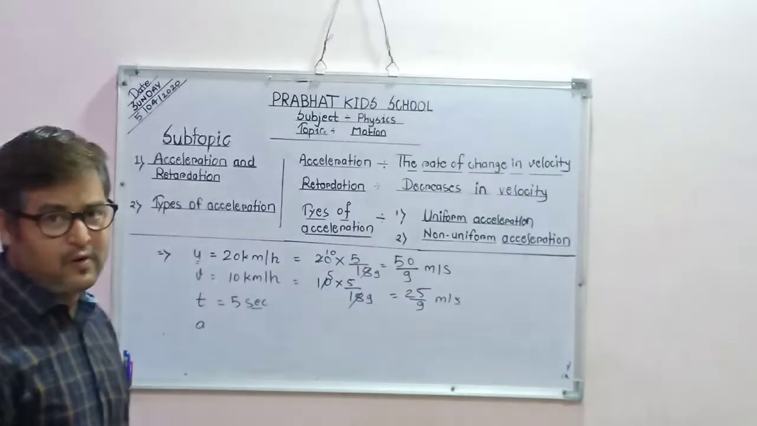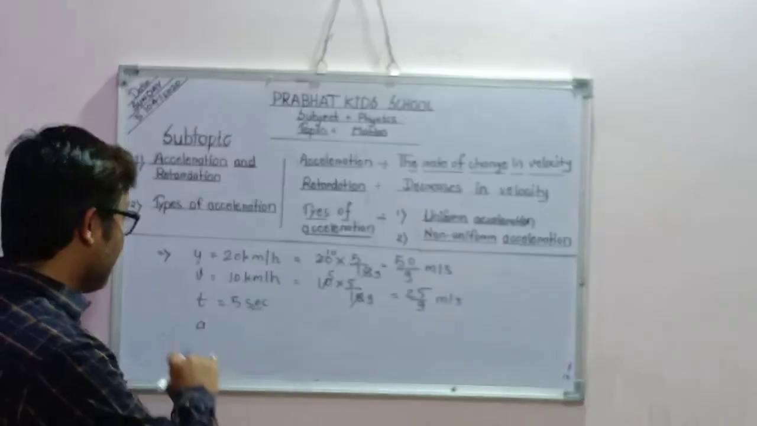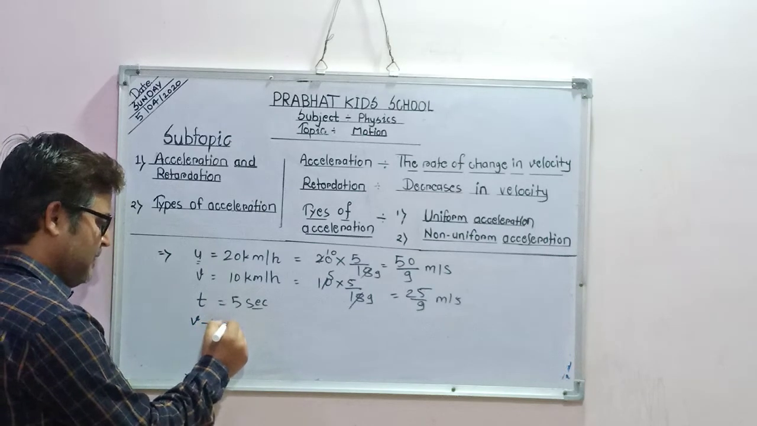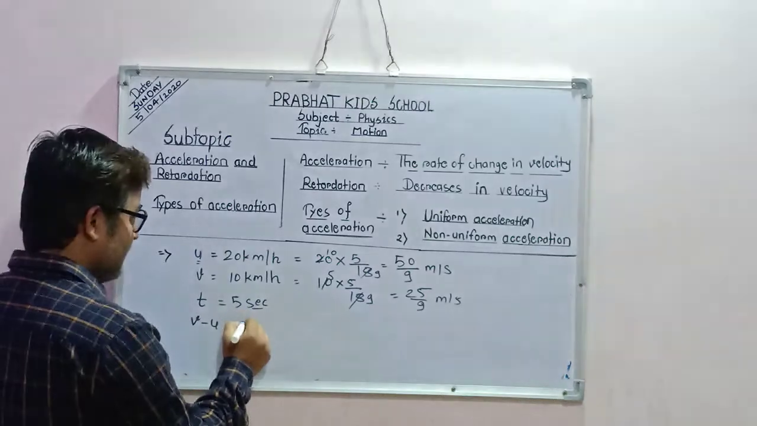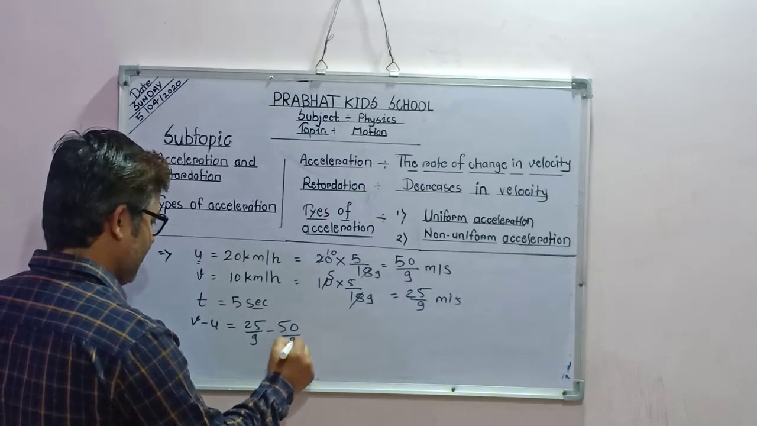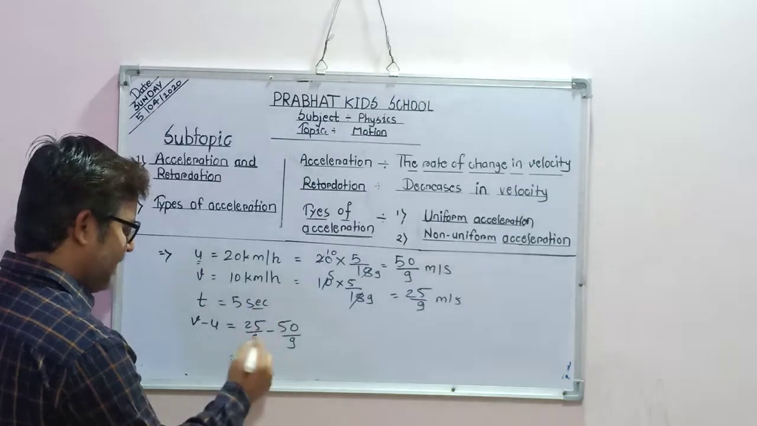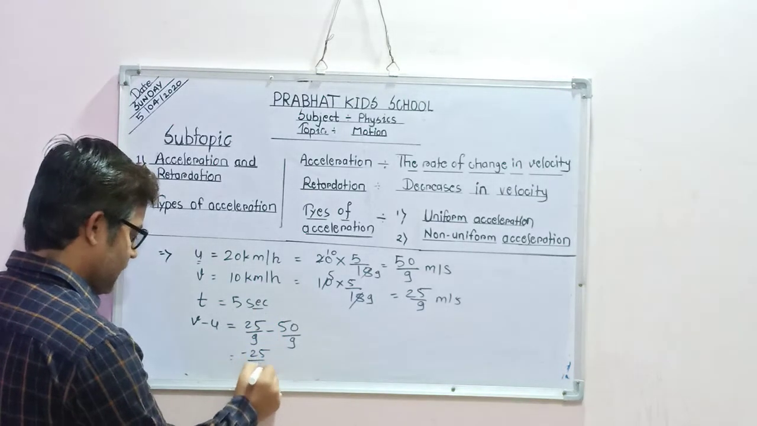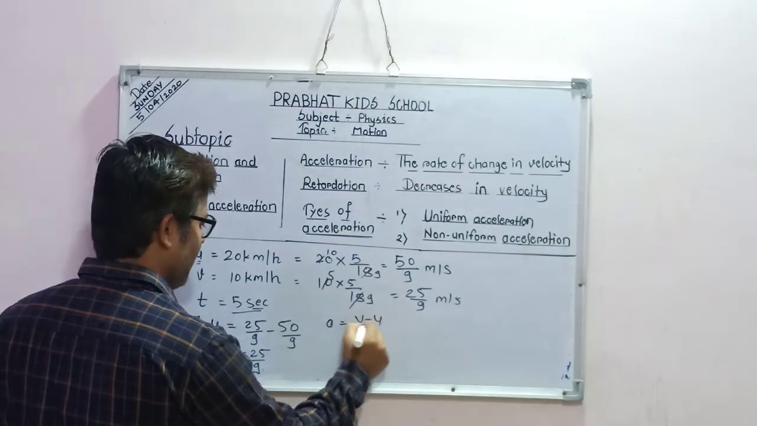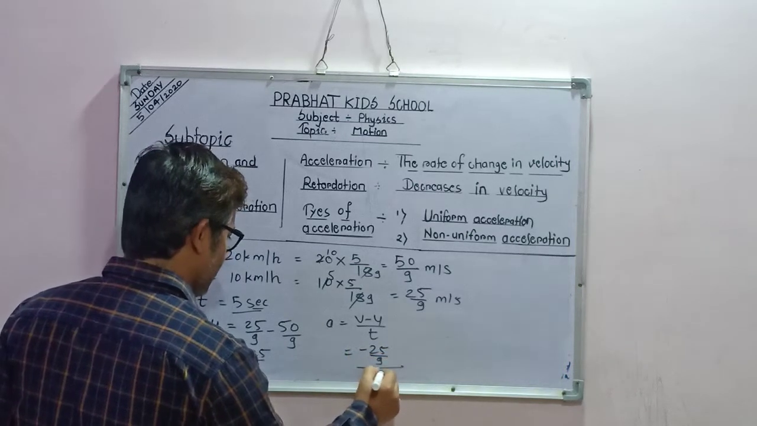Now according to our formula, let us calculate the acceleration. Acceleration is denoted by A. I told you in the last video, acceleration is denoted by A, and the formula is change in velocity upon time. Here we forgot to calculate the change in velocity, so first we should calculate the change in velocity. What is V minus U? V is 25 upon 9 minus 50 upon 9. Here U is more than V, so the answer will be 25 minus 50, that means minus 25 upon 9. And then my time is 5 seconds. Then calculate the acceleration: A is equal to V minus U upon T, that is minus 25 upon 9 upon 5.